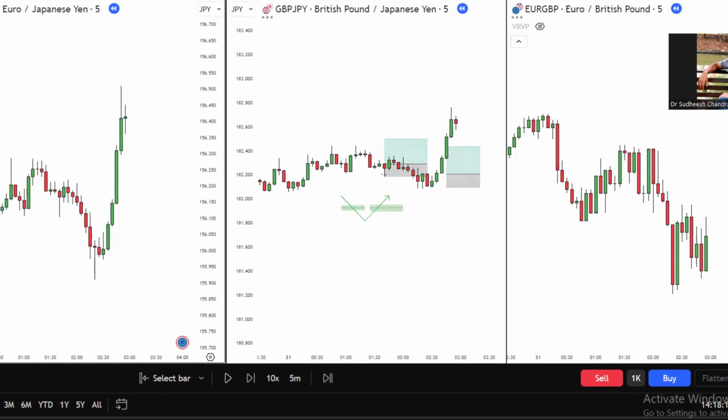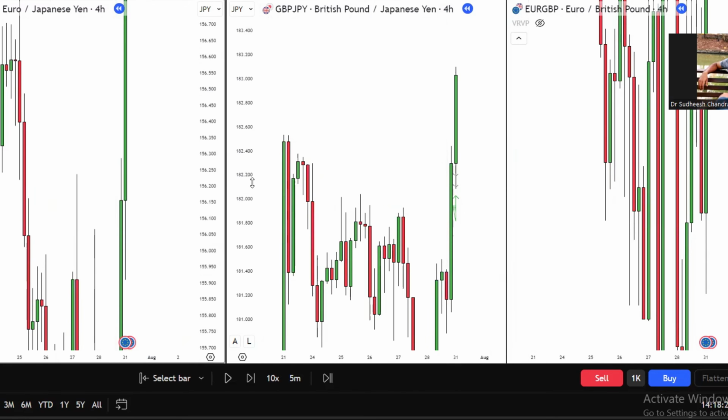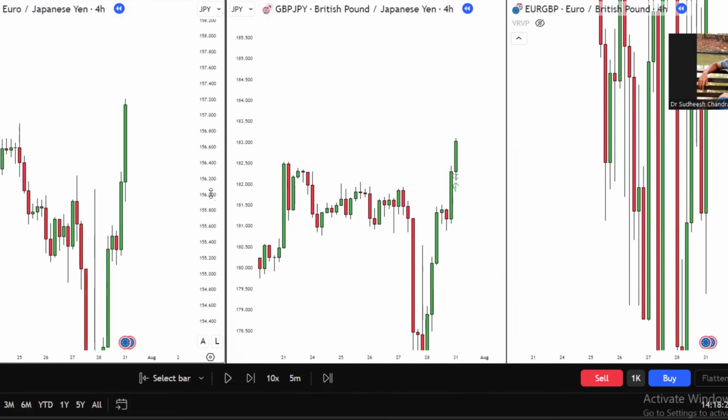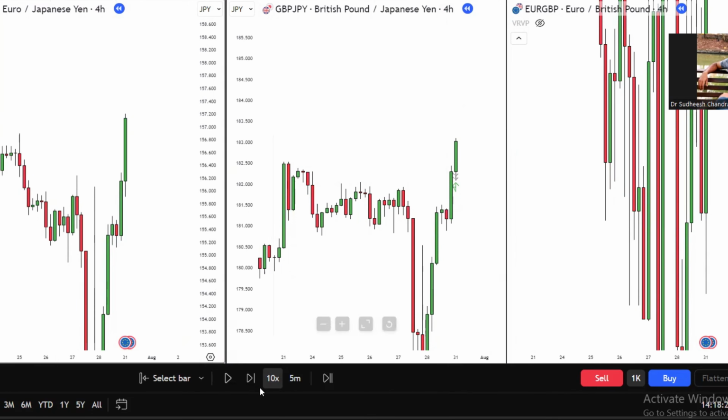Let's look at how the 5 a.m. candle is going to close. Let's just look at it. If it closes strongly, then that means that we can continue trading the 9 a.m. candle. Let's see.